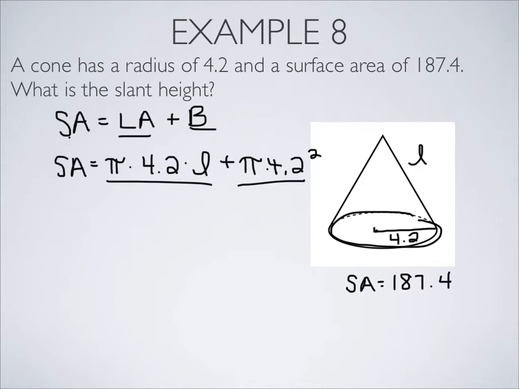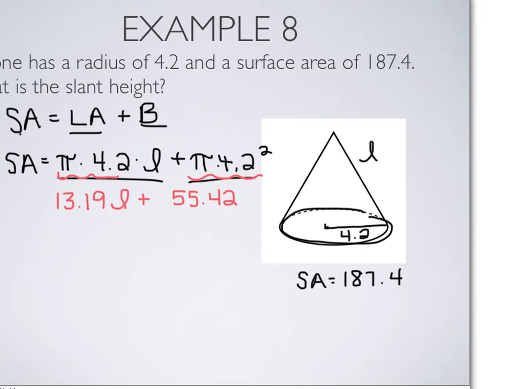Okay, I'm going to go ahead and do the pieces that I'm able to do. So I can calculate pi times 4.2, and I get 13.19. And that's going to be multiplied by that slant height. Plus, this whole thing I should be able to type in. So let's see, pi times 4.2 squared comes out to be 55.42. And then that should equal my total surface area, which we know is 187.4.